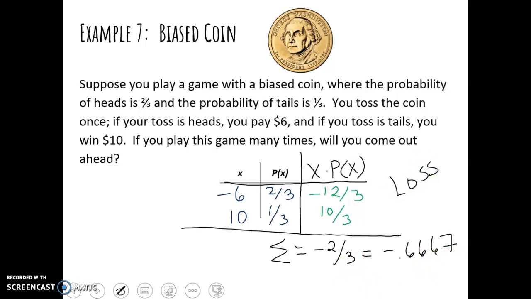If I do this with the calculator, you do L1, this is L2. Stat, calc, var stats, L1, L2, and you will get the same thing for X bar, which is your expected value of -0.6667.